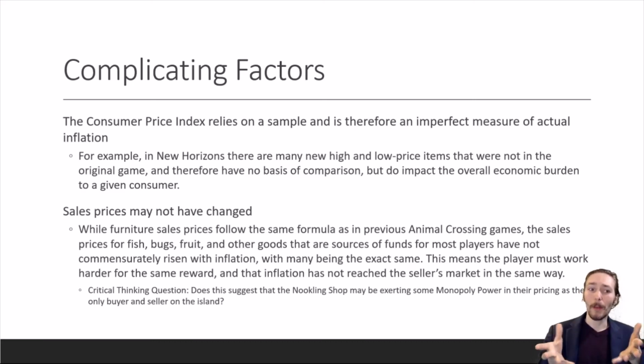And sales prices may not have changed in the same way. While furniture sales prices follow the same formula as in previous Animal Crossing games, the sales prices for fish, bugs, fruit, and other goods that are sources of funds for most players have not commensurately risen with inflation, many being the exact same. This means the player must work harder for the same reward, because the sales price of most fish is still capped at 15,000 bells, same as in the original game. And so you need to sell more of those fish to buy any given item on average than you did before. And so the inflation has not reached the seller's market in the same way.